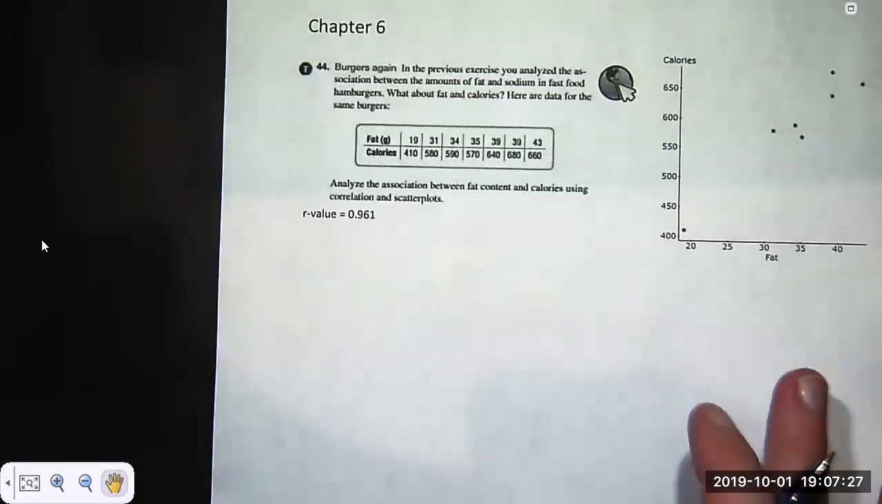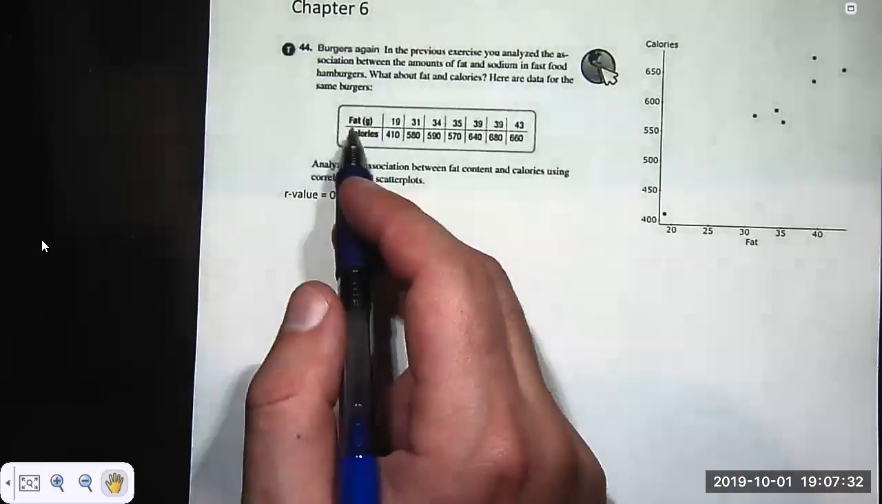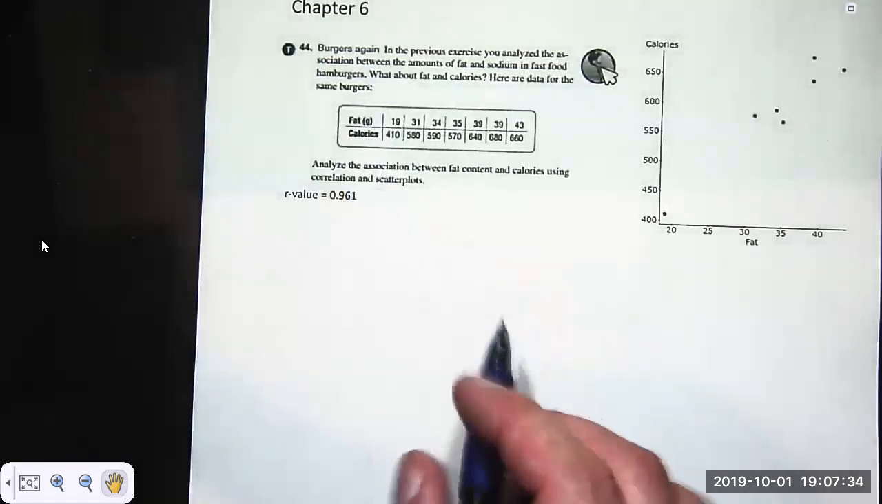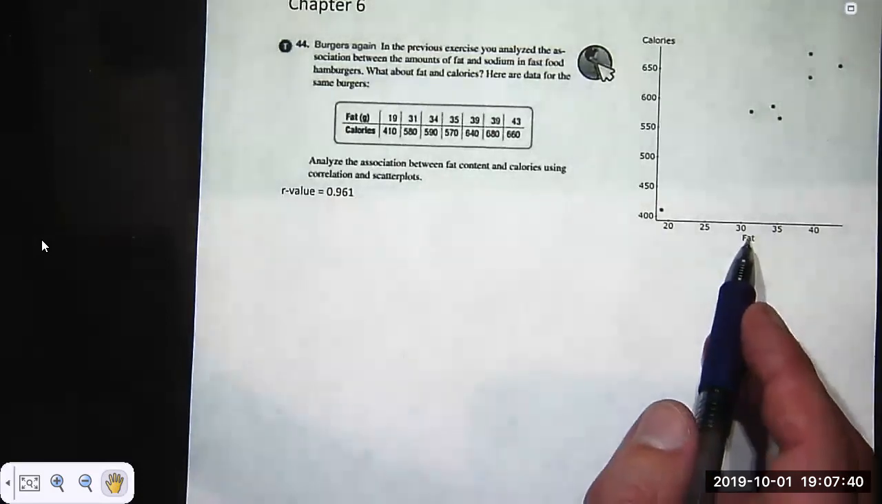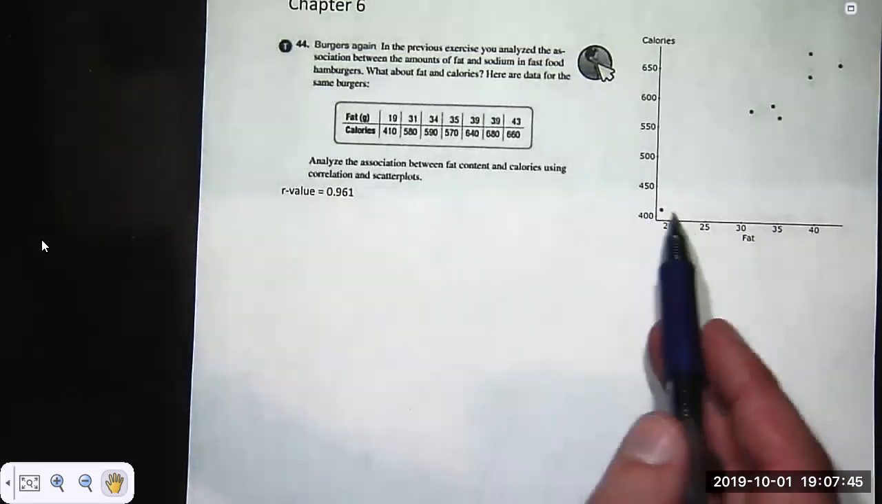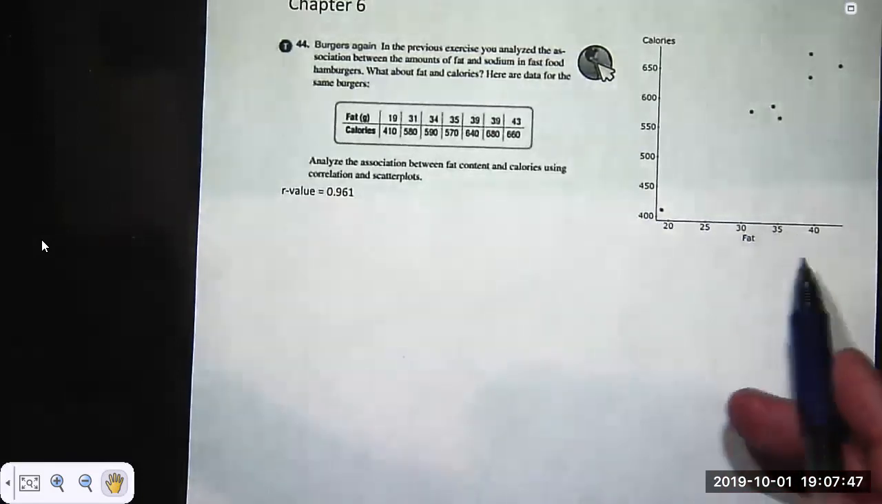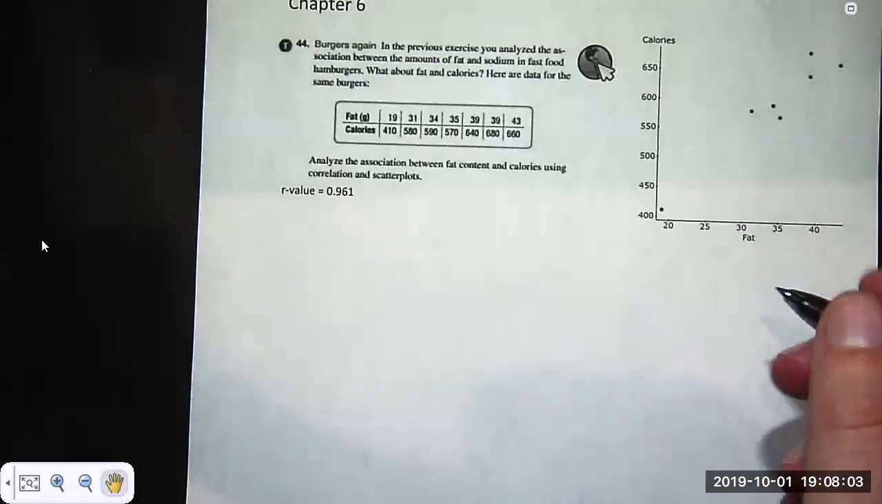All right, chapter 6. So here we've got some burgers. We've got the fat in grams, and then we've got calories. So here the fat in grams is the X, and that is the explanatory variable. It would tend to explain why the calories are so high, because of how much fat is in the burger, because fat has a lot of calories per gram, more so than protein and carbs. Protein and carbs are less.